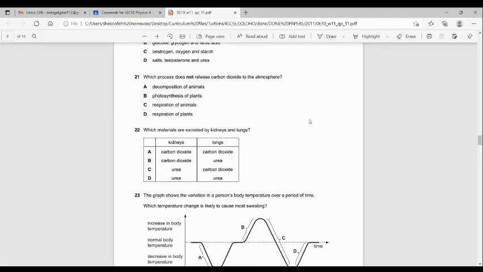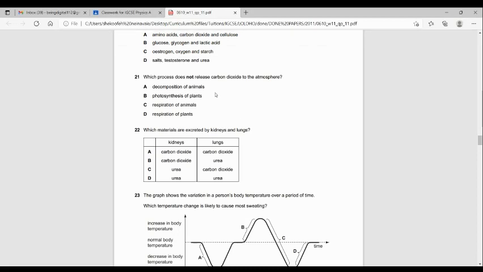Question 21, which process does not release carbon dioxide to the atmosphere? You know that when animals are decomposed, carbon dioxide is produced during this reaction. So the decomposition of dead matter, the litter, causes carbon dioxide to be released. Respiration is also the same, because in respiration, glucose is mixed with oxygen and produces carbon dioxide, water, and energy. So during respiration also we have carbon dioxide being produced.